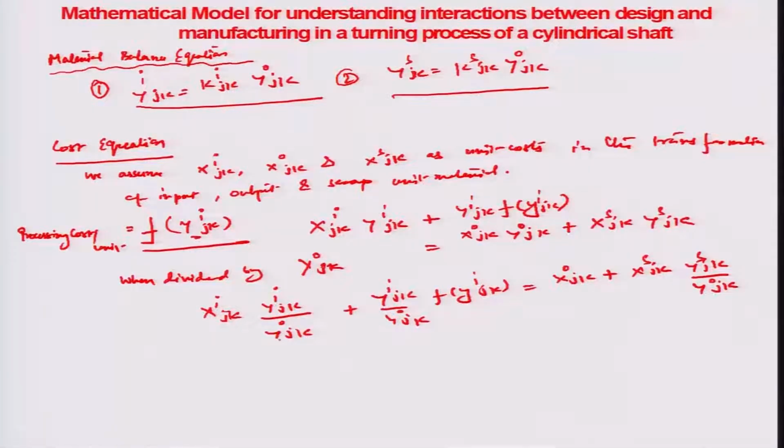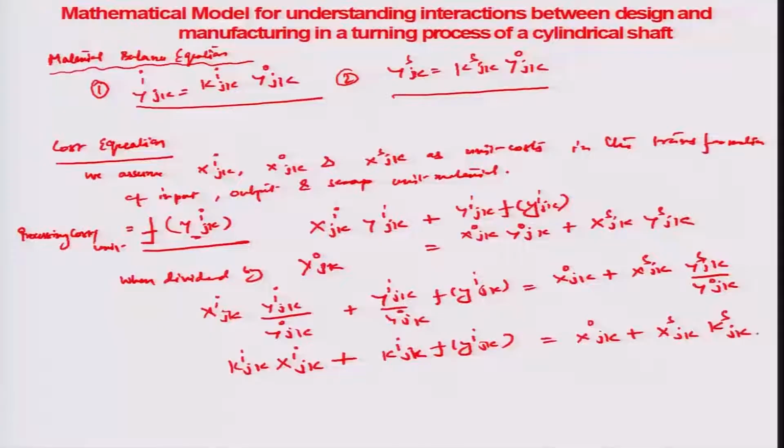and thus we are left with an equation: kijk, the technological coefficient of input, times the unit price of the input, plus again kijk, the technological coefficient of the input, times the processing cost of the input, okay, happens to be equal to the unit cost of the output plus the scrap unit cost times the technological coefficient of the scrap. And this is what is our concern here, that what would be the influence on the output price.